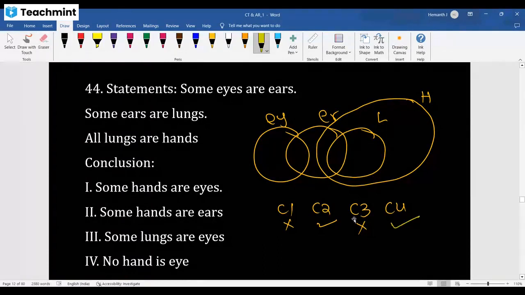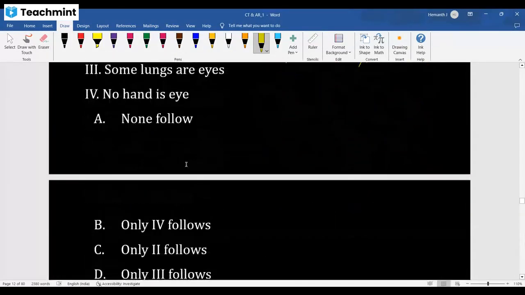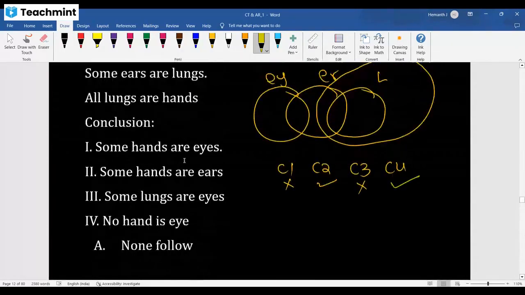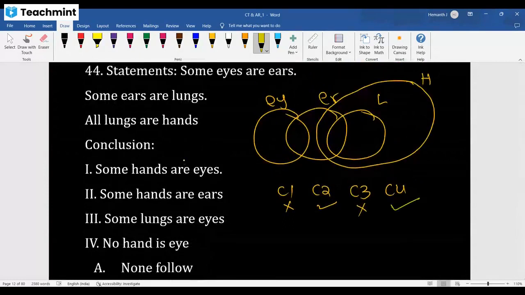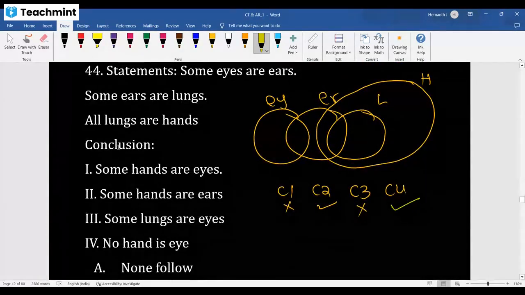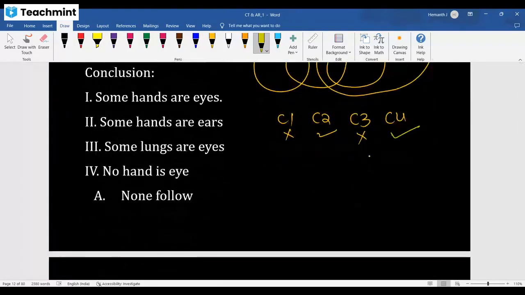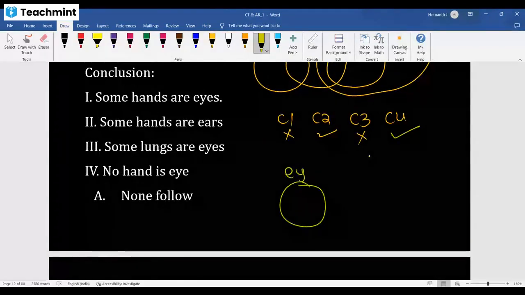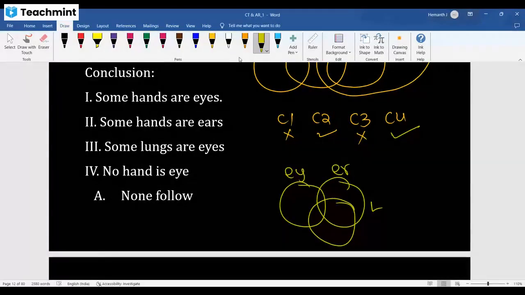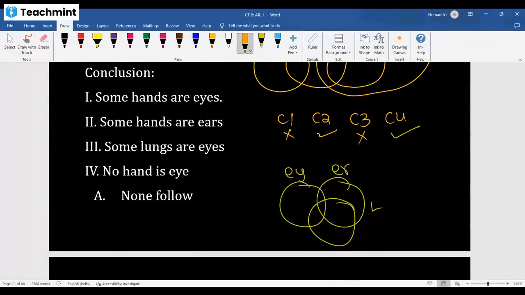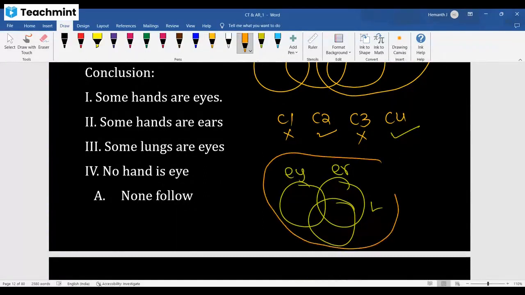And you can observe that 2 and 4 both are not there in the options. If it is 2 or 4, only one among them will be in the options. I'll show the next diagram, what will happen. Some eyes are ears, some ears are lungs. Okay, like this, right? Now all lungs are hands. You can draw like this. All lungs are hands like this.